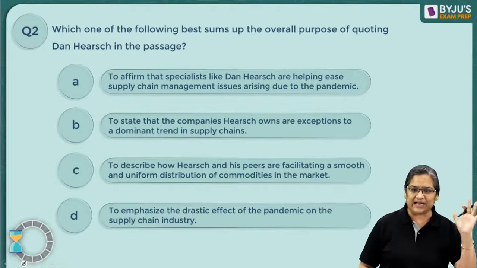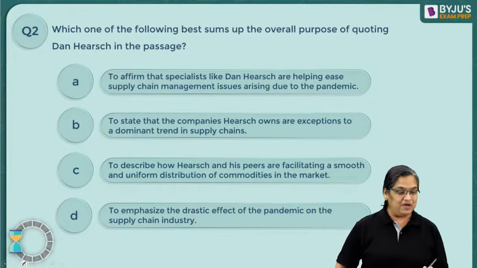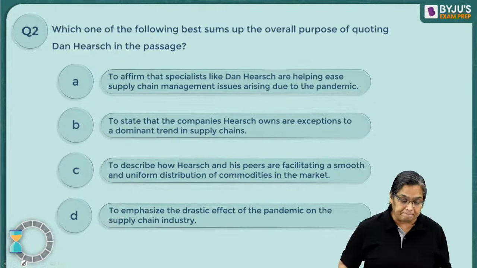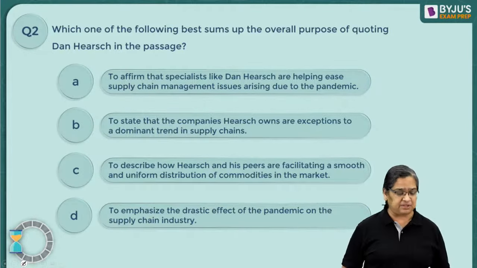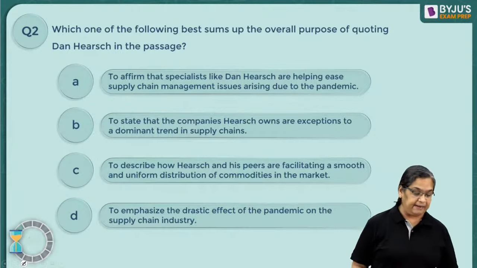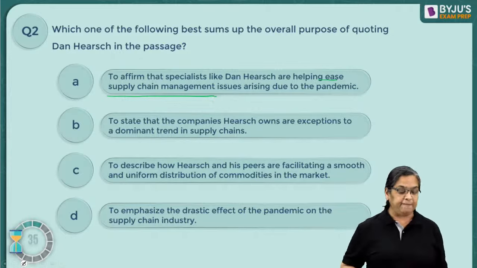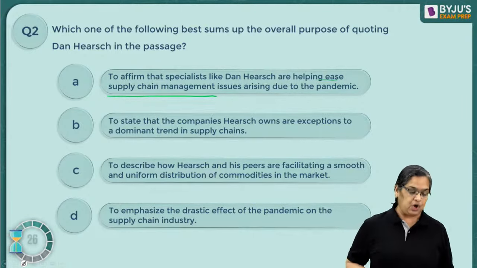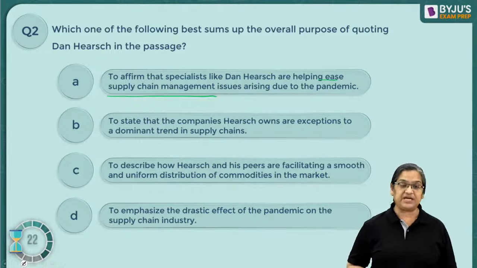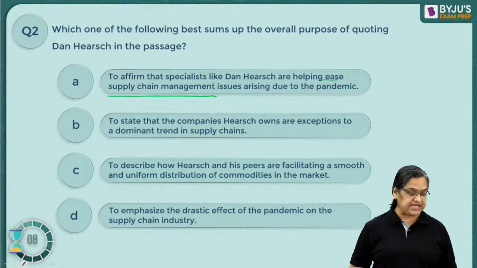Okay. Now let's keep those correct answers going and let's look at question 2. After I read all the options, I will start off the timer. Okay. Maybe I should start off the timer now. Which one of the following best sums up the overall purpose of quoting Dan Hirsch in the passage? Now, do you want to go back to see where he quoted Dan Hirsch in the passage? A: To affirm that specialists like Dan Hirsch are helping ease supply chain management issues arising due to the pandemic. Do you remember anything being said about this? B: To state that companies Hirsch owns are exceptions to a dominant trend in supply chains. Do you think that is possible? Or is it C: to describe how Hirsch and his peers are facilitating a smooth and uniform distribution of commodities in the market? Or is it D: to emphasize the drastic effect of the pandemic on the supply chain industry? Let me see those answers quickly.